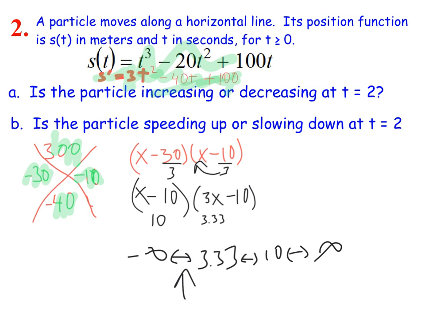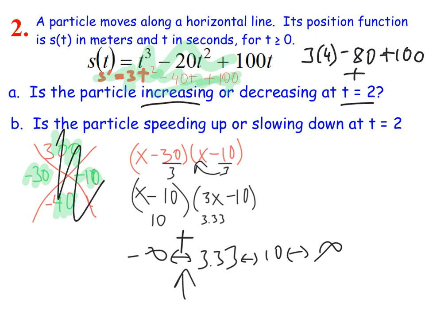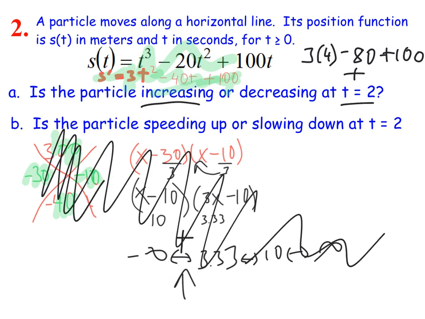So when I plug in 2, I would get 3 times 4, because 2 squared is 4, minus 80, because negative 40 times 2 is negative 80, plus 100. That would give you definitely a positive value, which means that in this region, that's positive, it's increasing. Now, granted, we didn't need to do any of this. You could have simply plugged in 2 into the derivative and gotten it, but I want to show you how to find the regions.